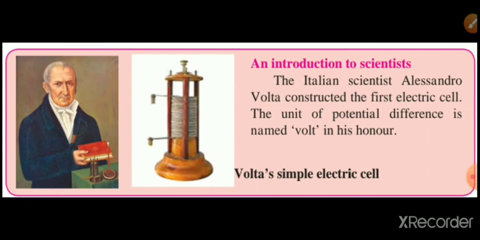Now an introduction to the scientist. The Italian scientist Alessandro Volta constructed the first electric cell. The unit of potential difference is named volt in his honor. You can see in the diagram this is a simple electric cell made by the scientist Volta.